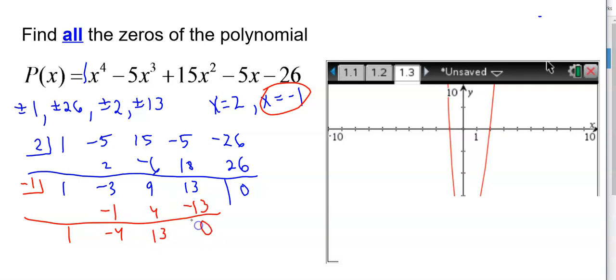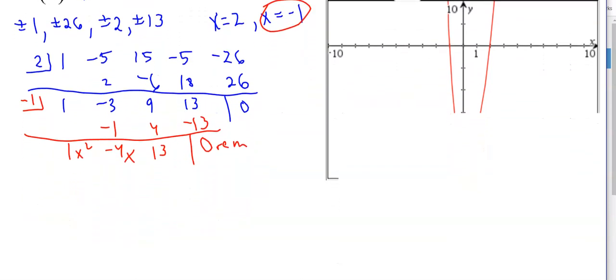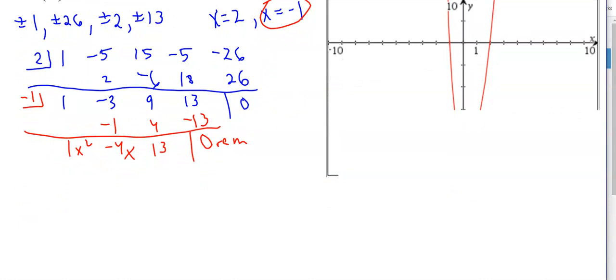This works. Remainder is 0. This is x, and this is x squared. And just look at the graph. You can see it doesn't cross the x-axis anywhere else. So I'm expecting that when I do the quadratic formula, this is going to give me some imaginary solutions. So let's see what happens.